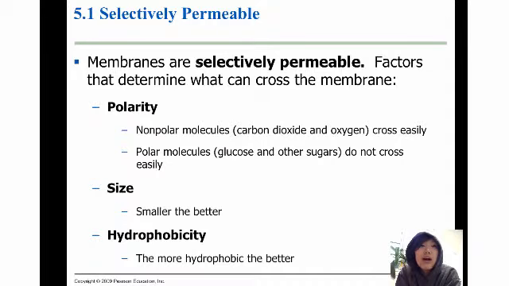Number one, it's very much affected by the polarity of a substance. Because the majority of those membranes, the phospholipid, is that fatty acid tail, right? Small nonpolar molecules can pass through that membrane very easily, whereas polar molecules, anything that's charged, can't just pass through the fatty acid tail part of the membrane without any kind of help. So nonpolar passes through easily.